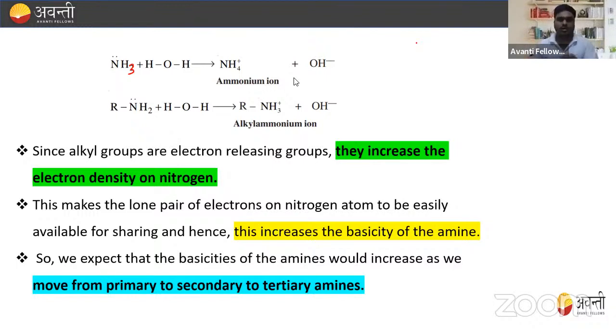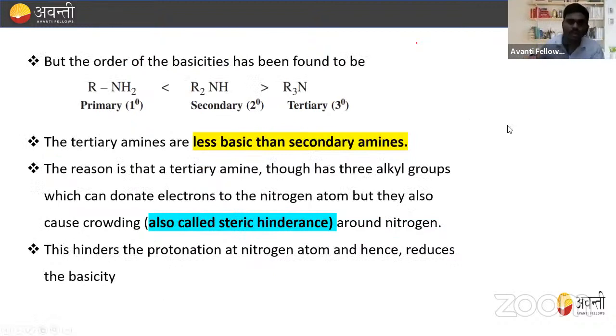Right? So since the alkyl groups increase, we expect that the basicity of amine would increase as we move from primary to secondary to the tertiary amine, right? Let's see. But the order of basicity has been found to be that the secondary amine is more basic as compared to primary and tertiary as well. So the tertiary amines are less basic than the secondary amine.